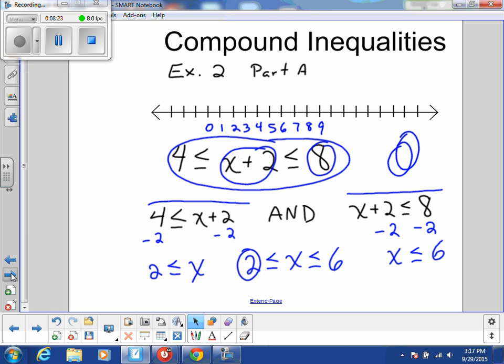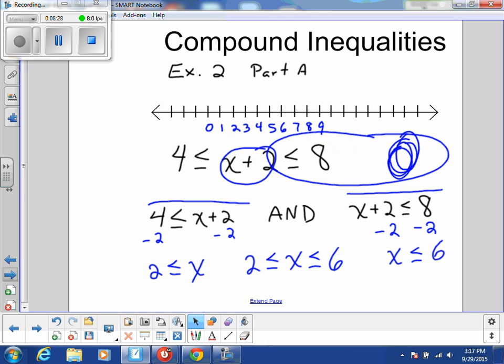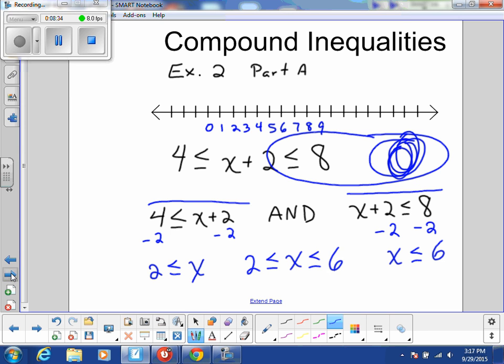Now, let me get these out of the way, because they're just making a mess here. And then on the number line, I want 2 right here with the filled-in circle, 6 right here with the filled-in circle, and all the numbers in between. So here's the final answer as an inequality statement, and up here it is on the number line.